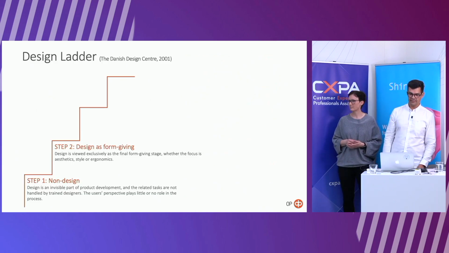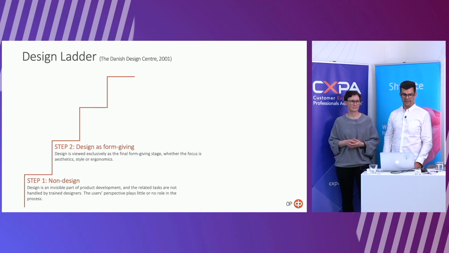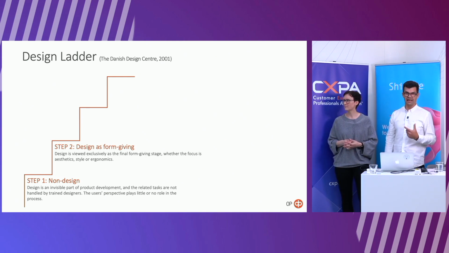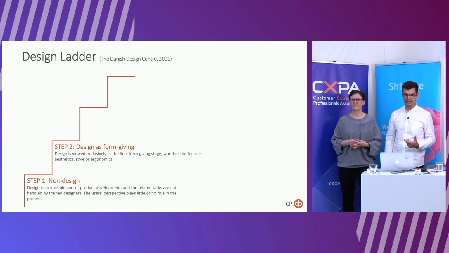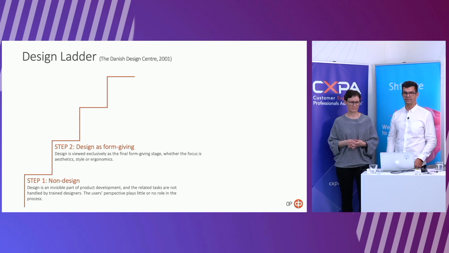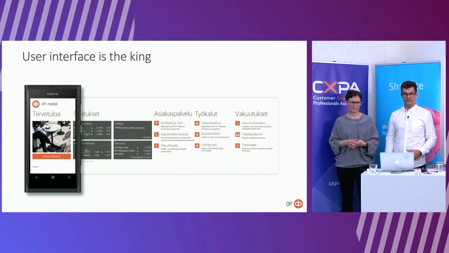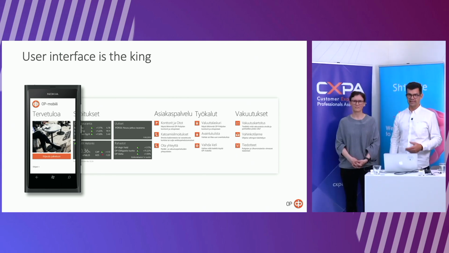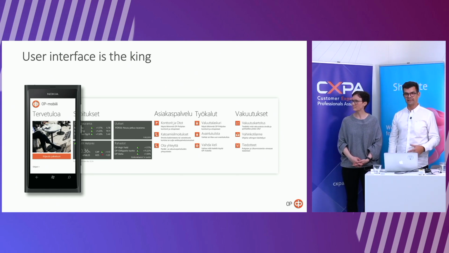When stepping to step 2, design starts to be a form-giving factor. It's viewed exclusively at the very end of the development process, and designers focus on aesthetics, style or ergonomics. User interface starts to be the king in this type of design maturity. Here's an example of our first version of our mobile app, an example of design being part of the process, but at the very end.